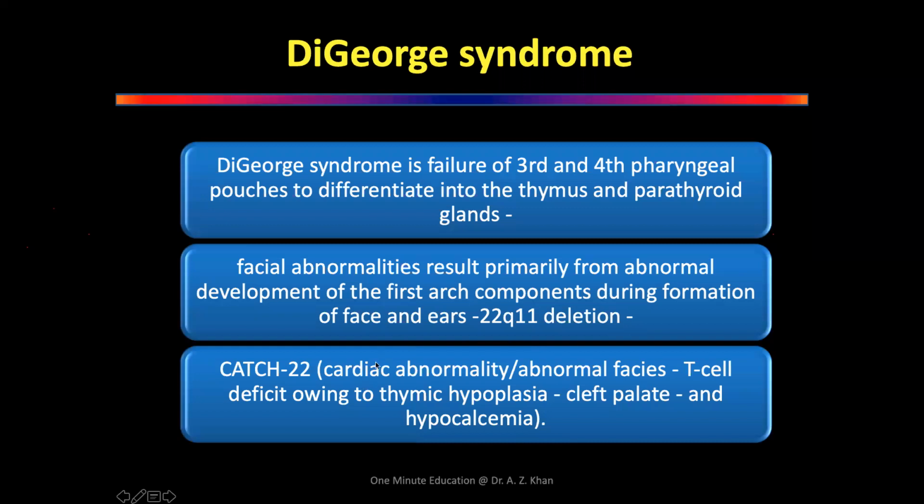The CATCH-22 is always associated with cardiac abnormalities, abnormal facies, T cell deficit owing to thymic hypoplasia, a cleft palate, and hypocalcemia. CATCH-22. Sometimes an MCQ may come with CATCH-22 written on it. If CATCH-22 is ever mentioned, you must call it DiGeorge syndrome. Okay, 22 is the deletion of the gene, and C is the congenital cardiac abnormalities that you get with it. So remember this word CATCH-22, okay?